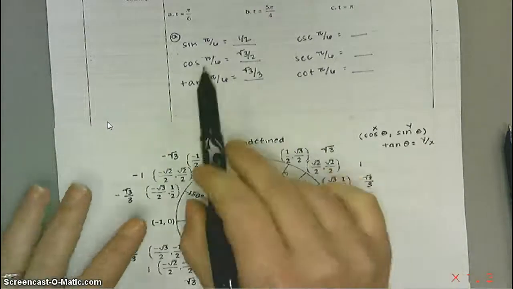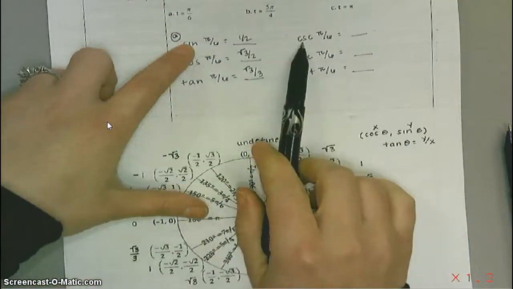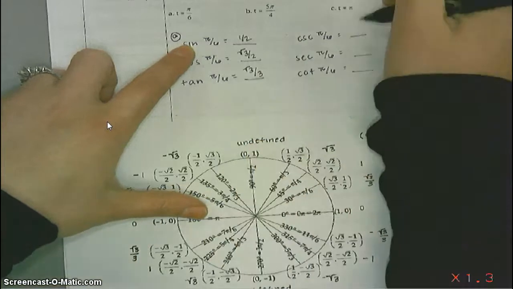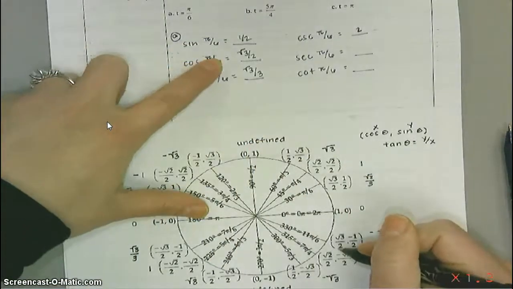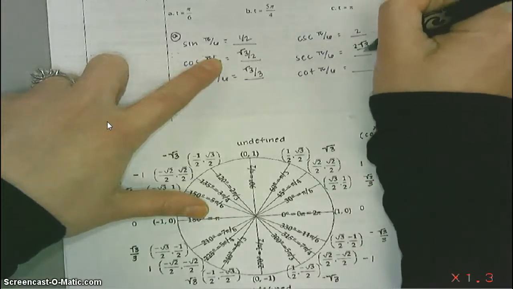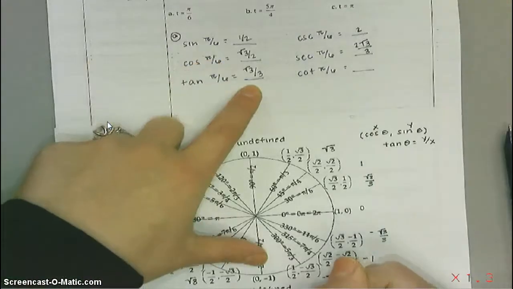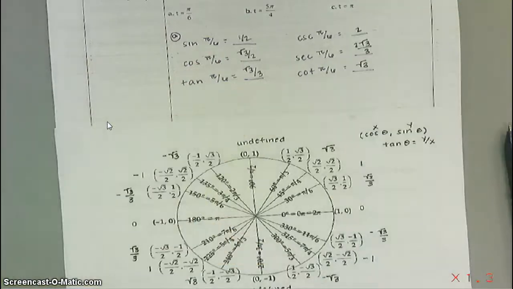What you would then do is reciprocate them to get cosecant, secant, and cotangent. So to get cosecant, I'm going to reciprocate sine, so that's going to become 2. To reciprocate cosine, if you remember that from the other page, that will become 2 square root 3 over 3. And to reciprocate tangent, to get cotangent, it becomes the square root of 3.